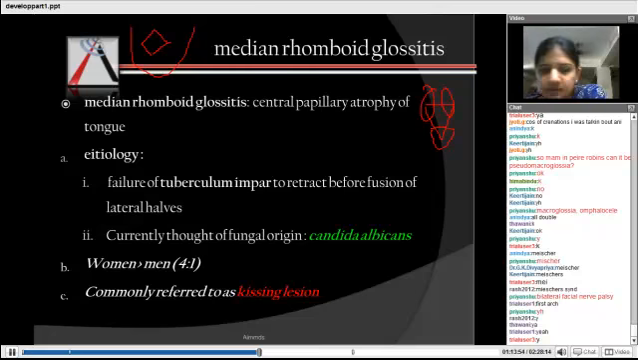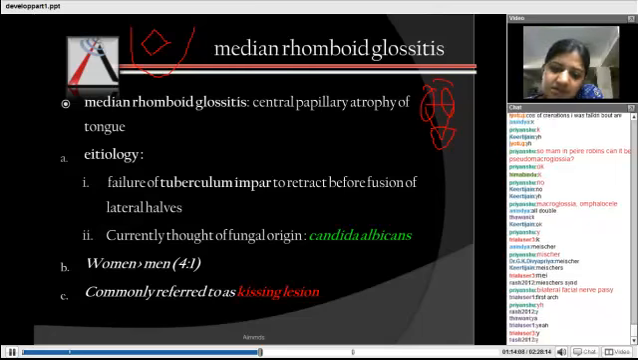Etiology for median rhomboid glossitis is when the tuberculum impar fails to retract before the fusion of the lateral halves. So there is fusion of the lateral halves first, and then there is fusion with the tuberculum impar. For that, some amount of retraction should happen in the tuberculum impar so that the 2 lingual swellings can fuse first. But when that doesn't happen, some amount of tuberculum impar gets in between these 2 lateral swellings. So it's getting retained over there. That results in median rhomboid glossitis.